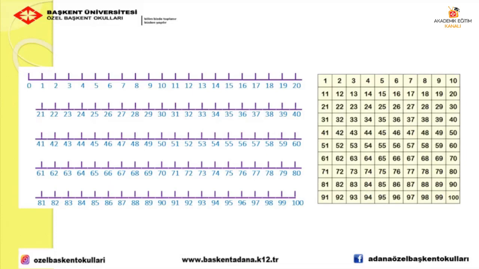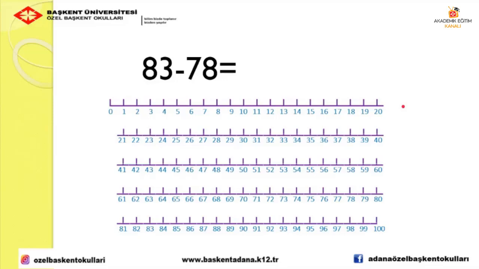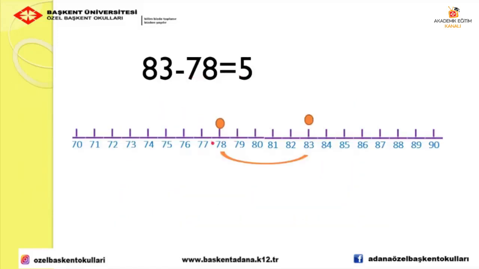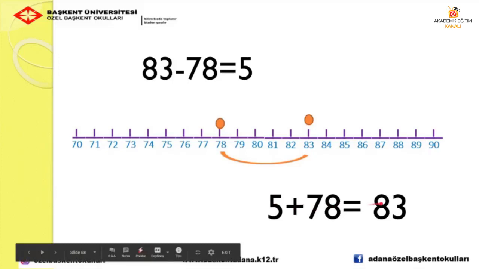Number lines, or the 100 square grid, are also very useful to find small differences. For example, if I ask you to find the difference between 83 and 78, 83 take away 78, you can count from 78 until 83. 1, 2, 3, 4, and 5. The difference is 5. I know this is right because 5 plus 78 equals 83.